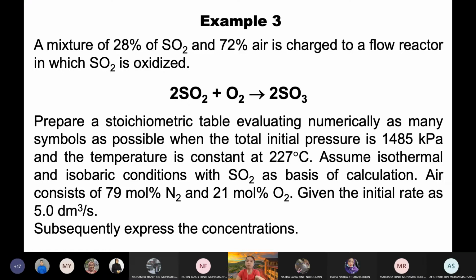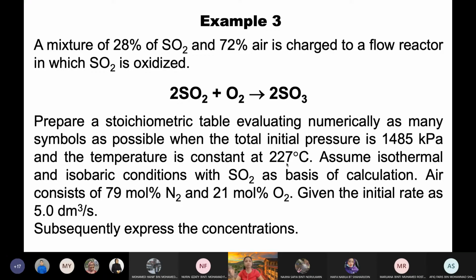Okay, again I repeat, P0 is 1485, because it is the initial pressure of your SO2 and your air which contains the oxygen. And it says the temperature is 227 Celsius. So they tell us the temperature too, T0. So P0 is 1485, T0 is 227.